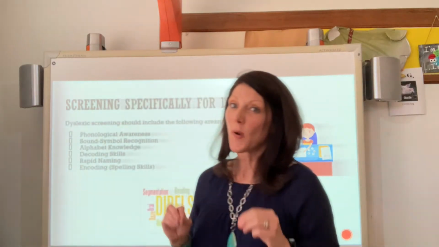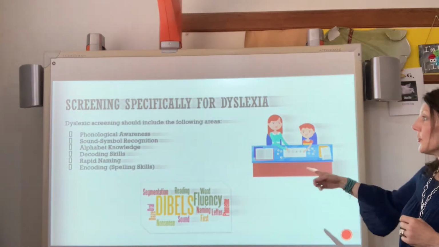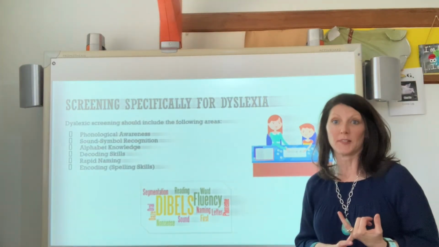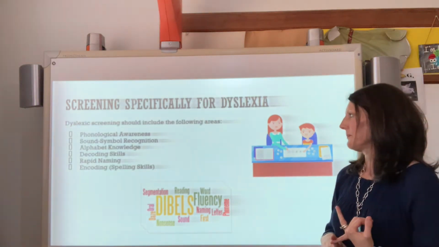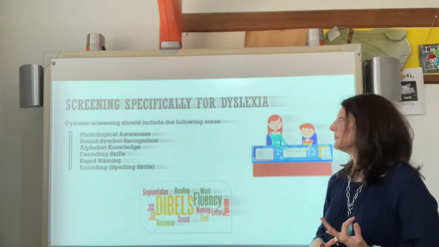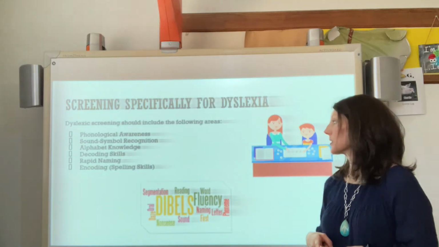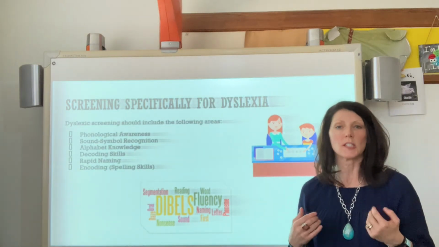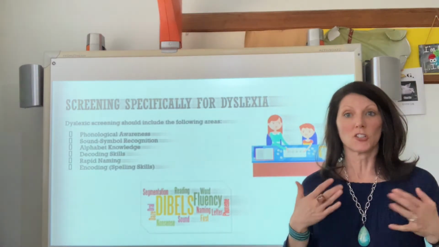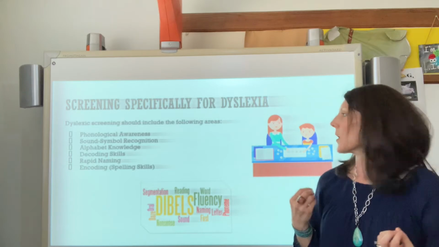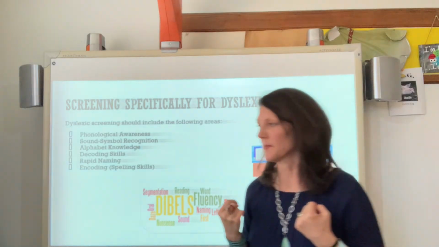There is a specific way that you want to screen to identify this, to rule in, to rule out. It should include phonemic awareness. That is the base fundamental part of reading. Sound syllable recognition, alphabet knowledge, decoding skills, rapid naming, encoding skills, which is spelling skills, and spelling is mostly auditory. And these assessments are given auditory. There's really not a lot of visual support in the dyslexia screening because it's a manipulation of auditory sounds.